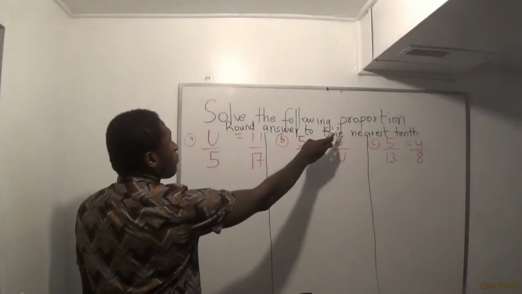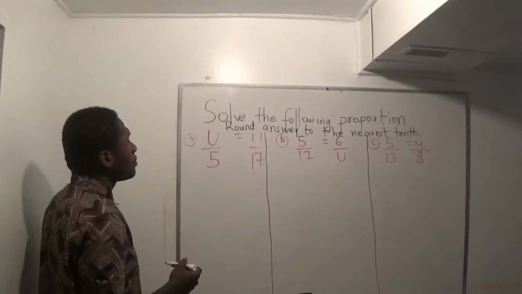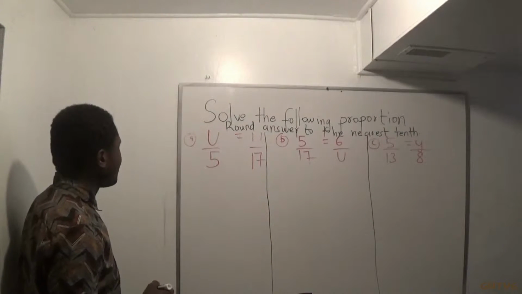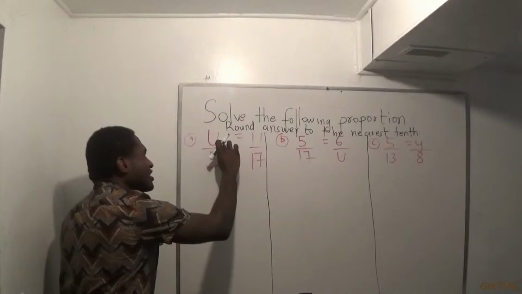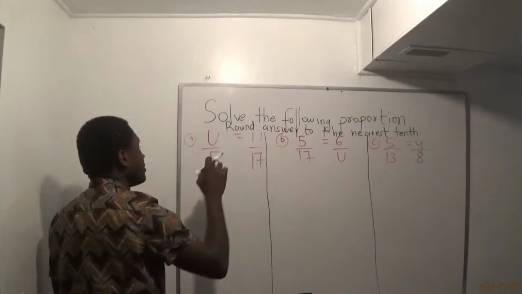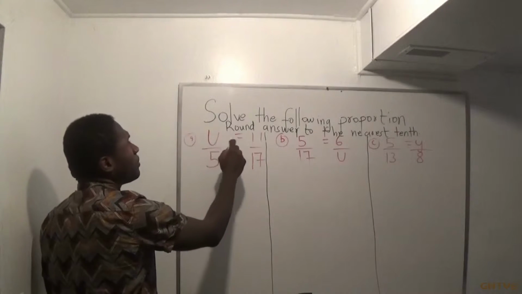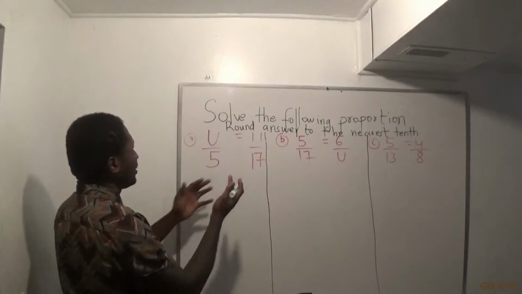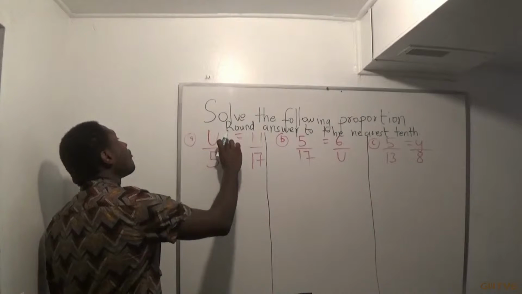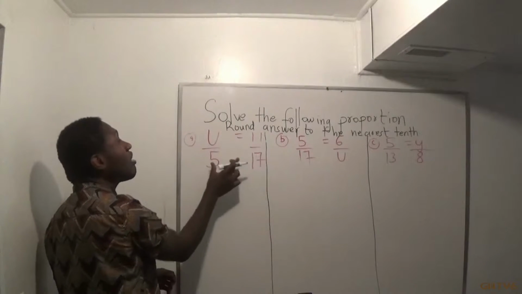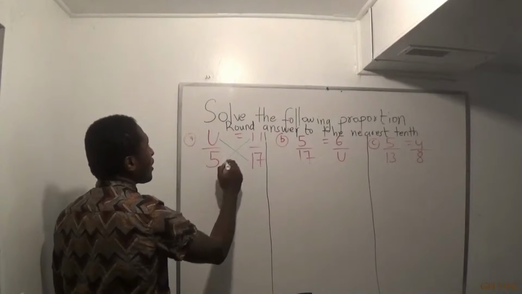Solve the following proportion. Round your answer to the nearest tenth. Well, how am I going to do this? I remember that anytime I have one fraction equals one fraction, and I see a variable and I'm being asked to solve the proportion, even though they didn't tell me to solve the proportion, I know for sure that since I have one fraction equals one fraction and I'm solving, I have to cross multiply.